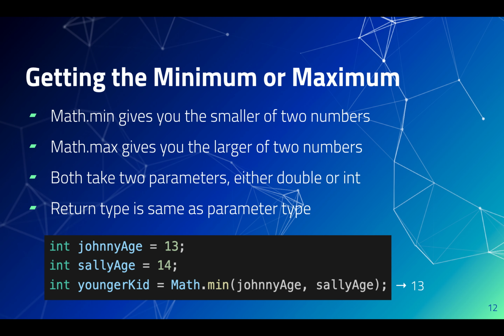So in this example, we have Johnny age, which is equal to 13, and Sally age, which is equal to 14. And we create a new integer variable called younger kid, and we just want to get the age of the younger kid. So we'd use Math.min, and we'd pass both of our integer variables into the method, and we'd get back 13.